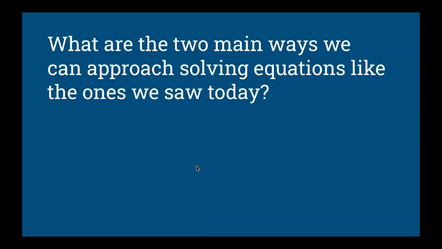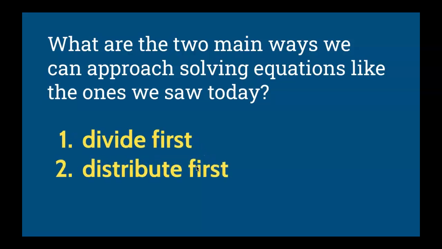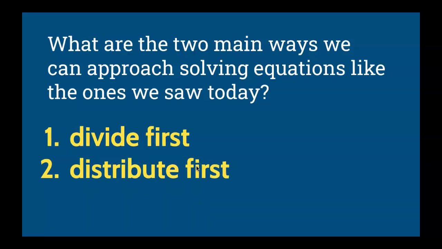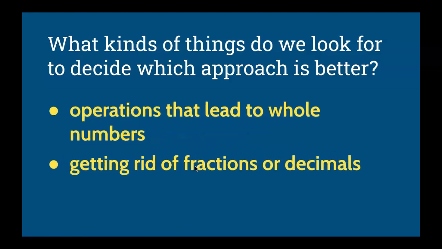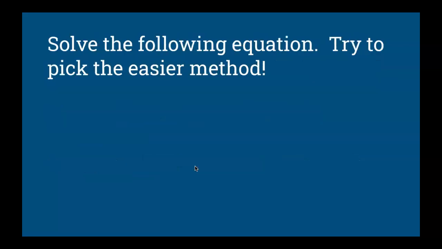So what are the two main ways we can approach solving equations like the ones we saw in class today? Just like we talked about on that hanger diagram, you may choose to divide first, or you may choose to distribute first. So what kind of things are we going to look for to decide which approach is better? Sometimes you're just going to be trying to look for operations that would lead to whole numbers. You're trying to get rid of fractions or decimals, just creating easier numbers for yourself if possible. So I'm going to ask you to solve the following equation and just try to pick the easier method.